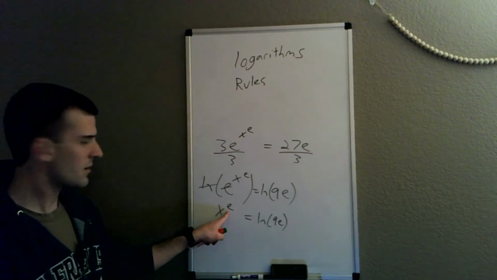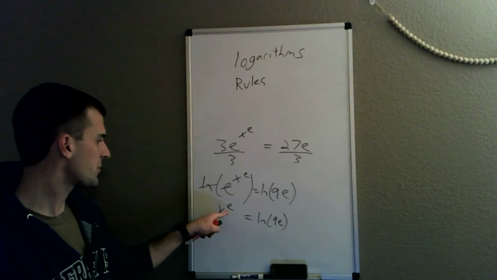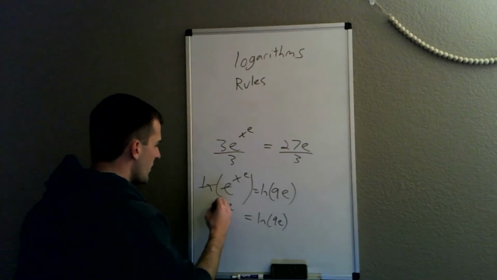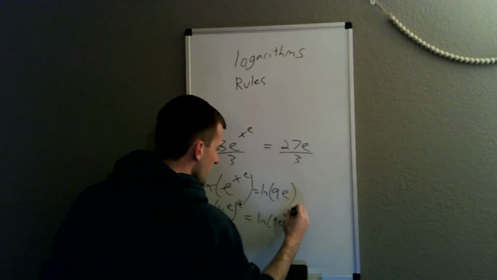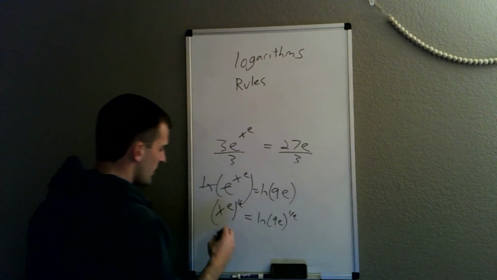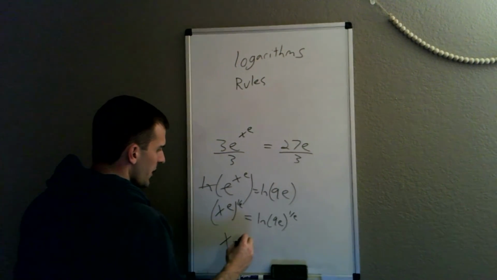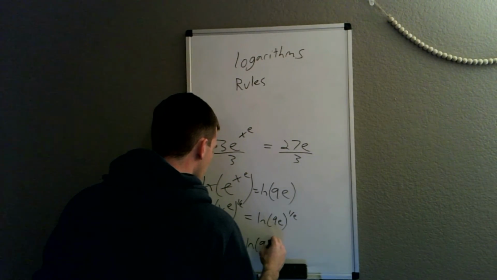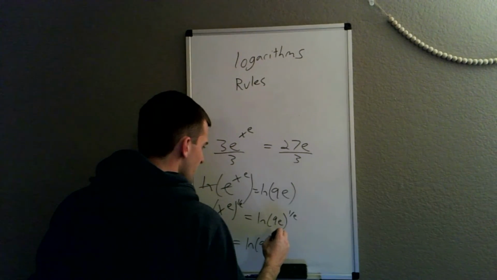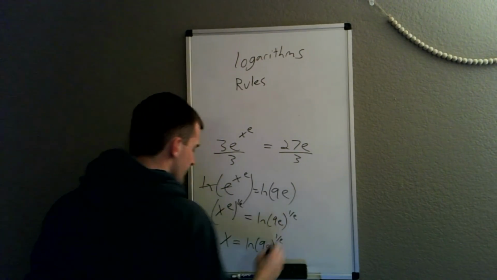And one more step, you've got to get the e exponent away, so we're going to raise this to the power of 1 divided by e. Same thing to this side, 1 divided by e. And we're left with x equals natural log 9e to the power of 1 over e.